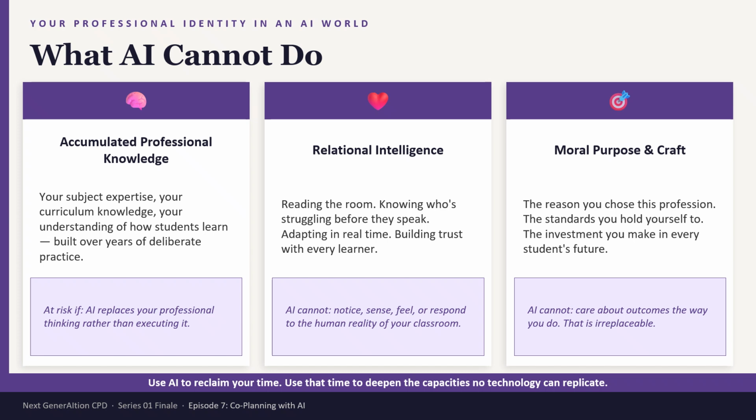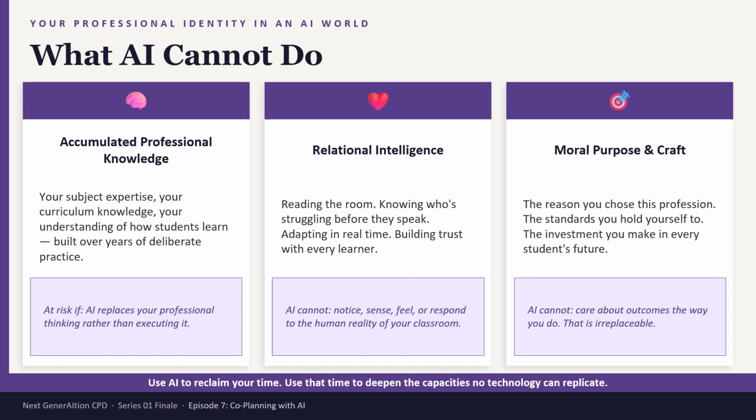The first capacity that AI cannot replicate is your accumulated professional knowledge. This includes your understanding of your subject, curriculum, and how students learn, all built through years of deliberate practice. AI can process information, but it doesn't understand your students, specification, or your classroom, and that depth of insight is irreplaceable. And there is a risk here. When AI starts doing the thinking for you, your professional expertise can weaken over time.